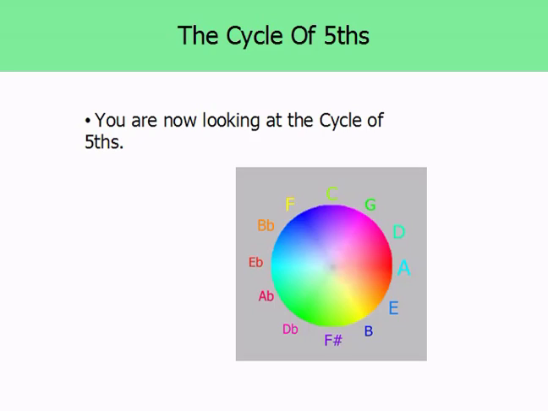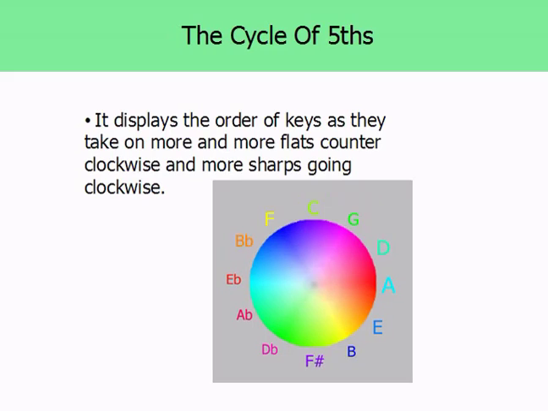So you're now looking at the cycle of fifths again, and it displays the order of keys as they take on more flats going counterclockwise and more sharps going clockwise. For instance, G and D. D has more sharps than G. E has more sharps than A. A flat has more flats than B flat. A flat has more flats than E flat, B flat, or F.